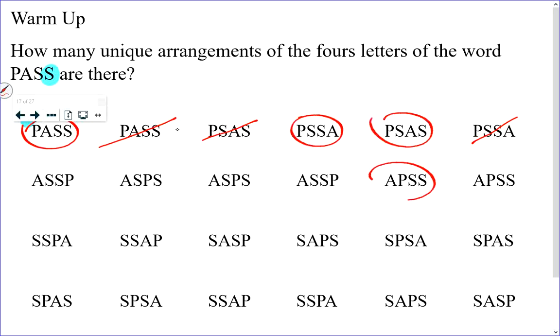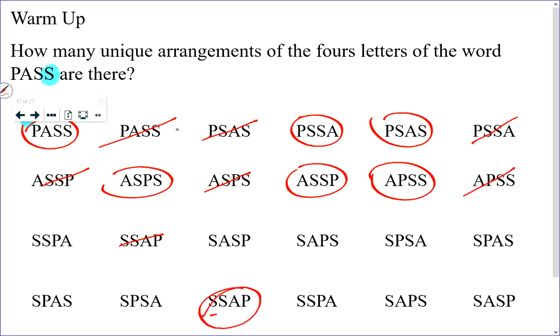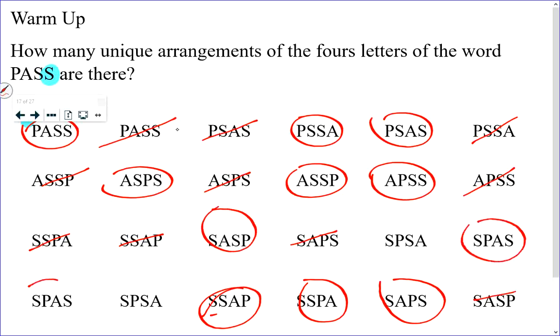We have APS. We don't need that one. We have ASP. We don't need that one. We have ASPS. We don't need that one. SAP. SPA. I'm going to stop doing that because it's starting to annoy me. SSPA. SAPS. We'll keep this SAPS and get rid of that one. SASP. We'll keep and get rid of this one. SPAS we'll keep and get rid of this one. We'll keep this arrangement and get rid of that one. So we get half as many arrangements. The answer to the question is 12.